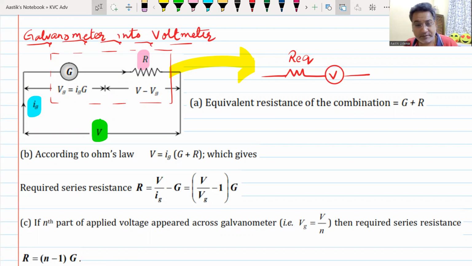Now, remember this G. This G is normally very, very small compared to this S. Normally, it is very small compared to this S. So, in this case, you can neglect and write an approximate answer.